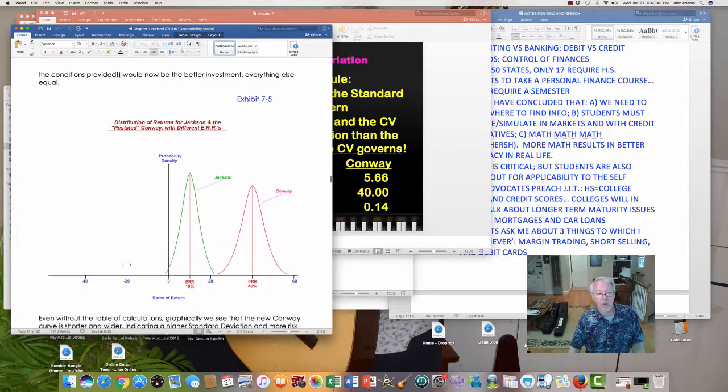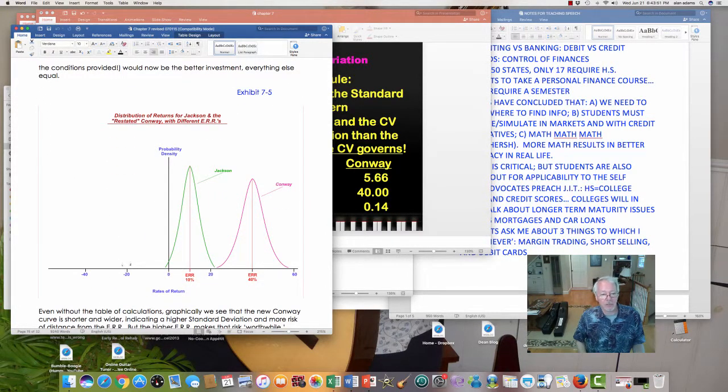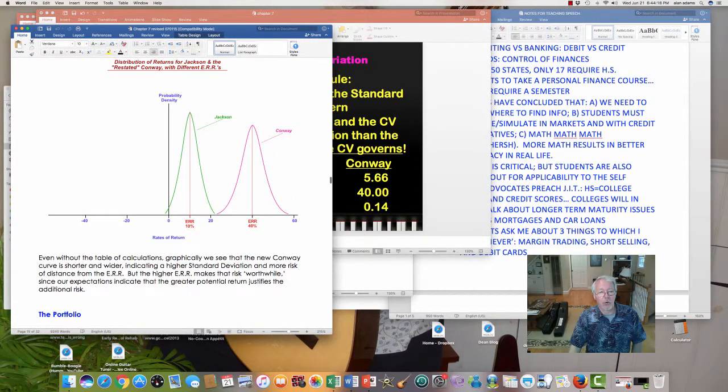So I placed those two curves in their new places on the x-axis, and that illustrates that Conway does have a wider bell curve. Your instinct tells you it's riskier, but it really is not, because the tail end of Conway's red, or pinkish, whatever color you want to call that, curve is still higher on the return line than the high side, the green line, of Jackson's good news. So that's why the CV is so important to us.